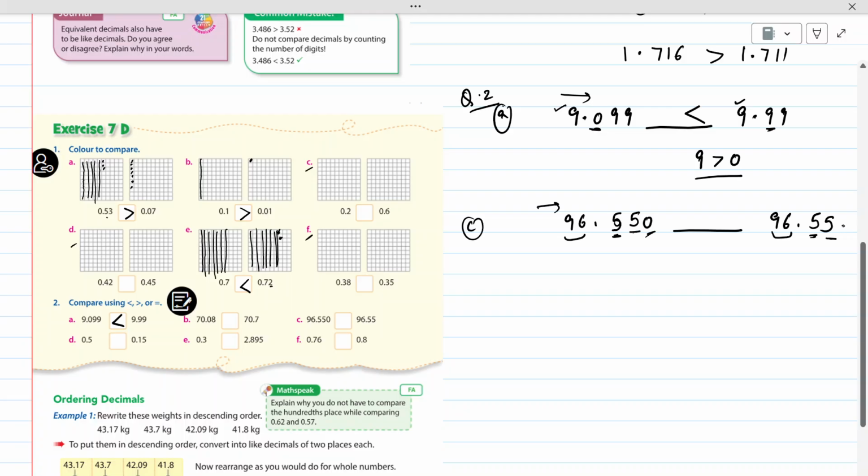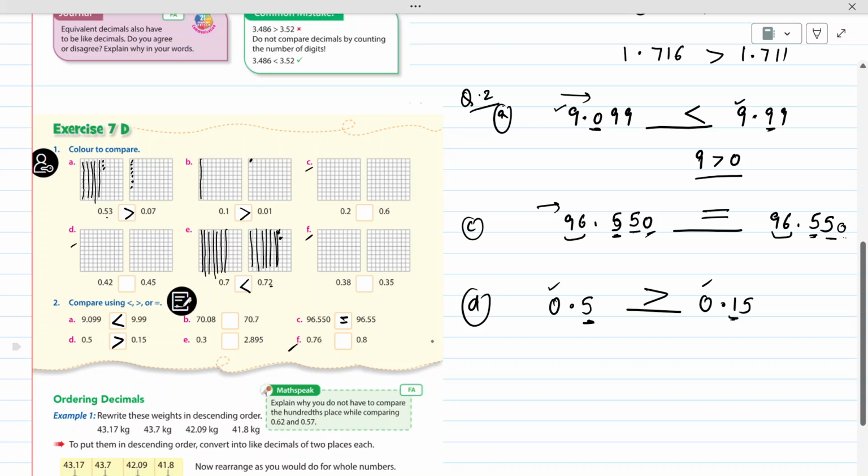So we can always add a 0 here. When we add a 0 at the end of the number, the value of the number doesn't change at all. So we see that both the numbers are the same now, so the given numbers are equal. Okay. Now let me go to part D, which says 0.5 and 0.15. The whole number is the same, 0. Now coming to the number at the 10th place, we have 5 and here we have 1. We know 5 is greater than 1, so this number is greater.